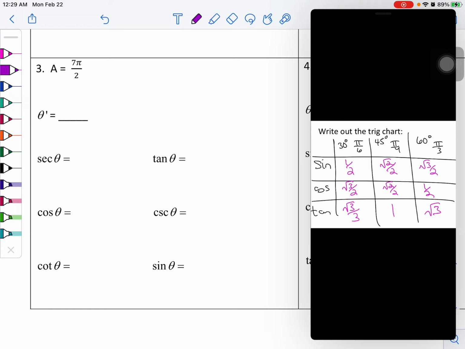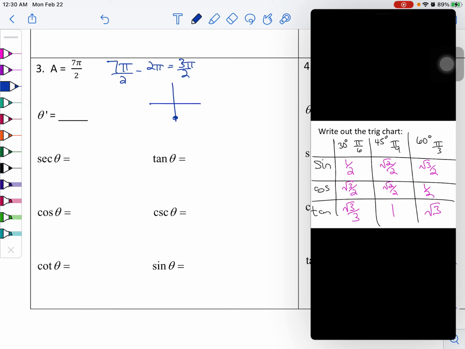Problem number 3, we've got theta is equal to 7 pi over 2. Let's go ahead and solve this one. First thing I want to do is find that coterminal angle, so I'm going to subtract 2 pi. In my calculator, I'm going to do 7 over 2 minus 2, immediately convert it to a fraction, and I get 3 pi over 2.